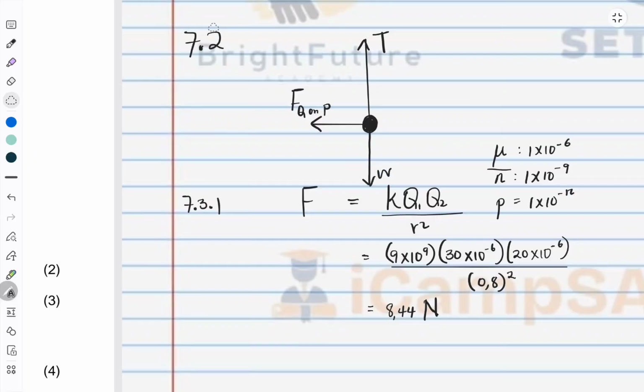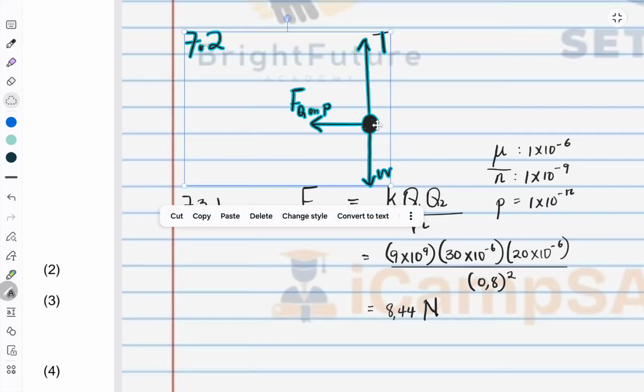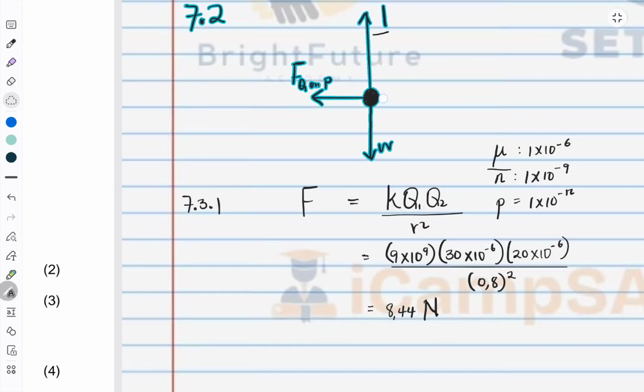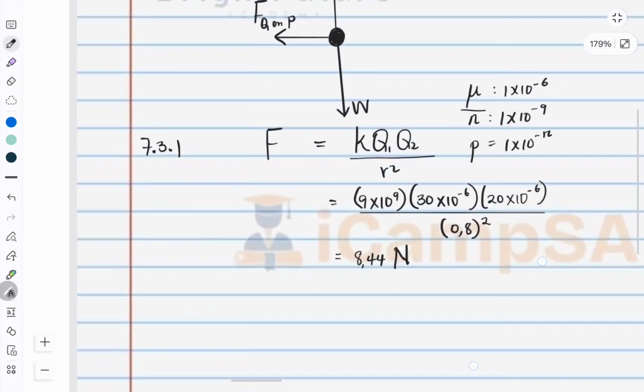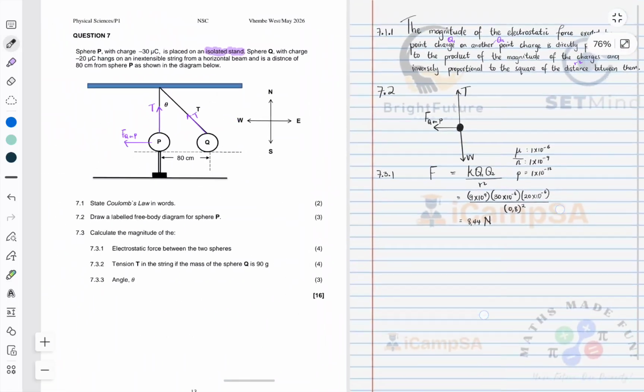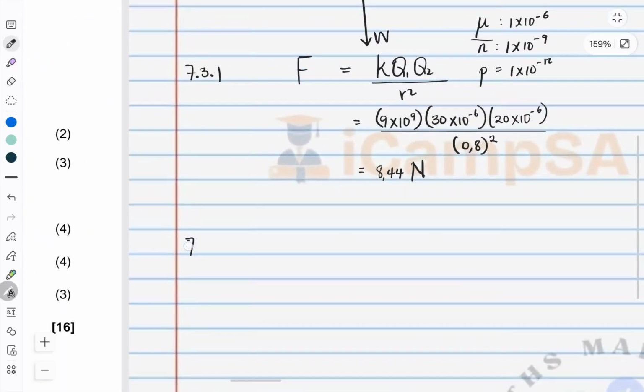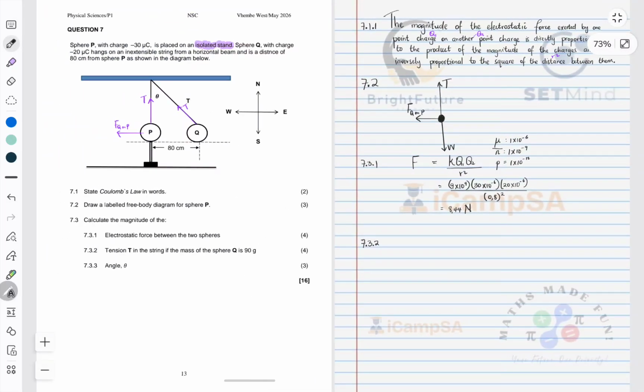But they should have specified that the spheres have a mass m or something like that, so that we would be sure to include the weight component. Since they didn't specify, it was an omission. But 3 marks, like I said before, means you must have 3 forces. So we had 2. Let's add weight. That's our third force. Alright, so 7.3.2, we are just finding the tension in the string if the mass of the sphere is 90 grams.